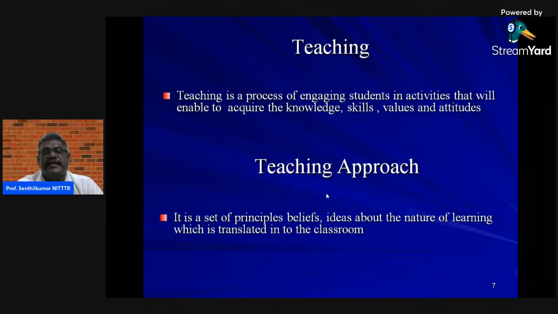Teaching approach is a set of principles, beliefs, and ideas about the nature of learning, which is translated into the classroom. Whatever the thing, we have to bring all of it to the classroom. That is the important one.